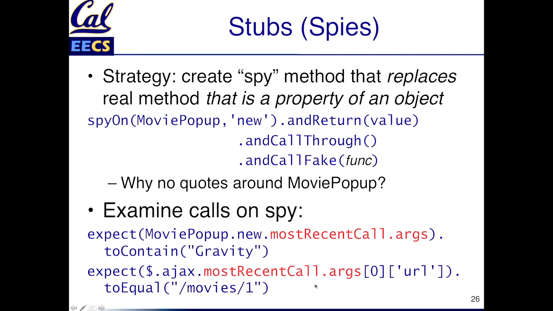You could look at the most recent call and ask whether the first argument's URL was equal to the thing that you expected it to be equal to. And as we'll see, this is a way that you can stub out calls to the server because, again, when you're running Jasmine tests, especially when you're testing Ajax actions, you don't want to actually call the real server every time you run your tests.